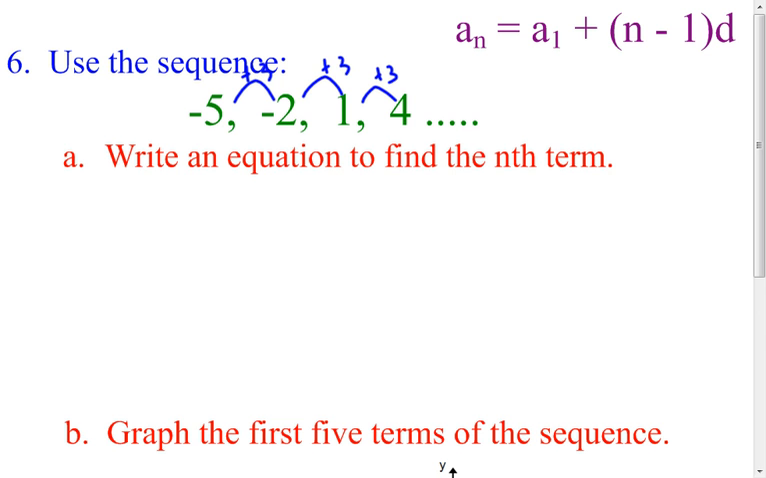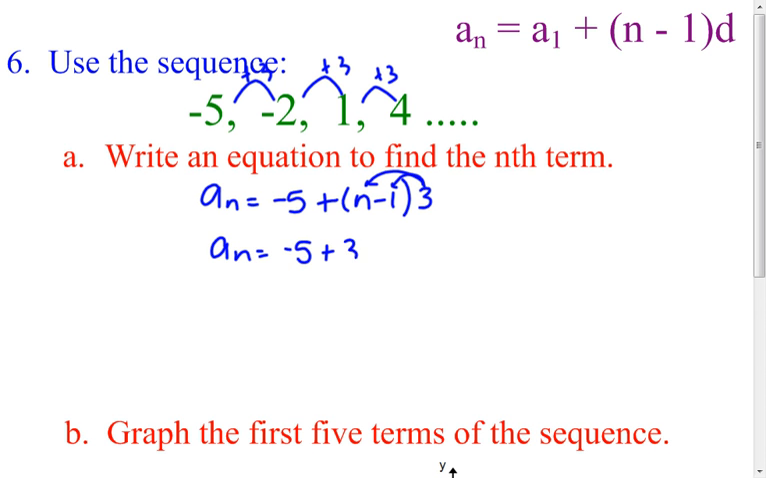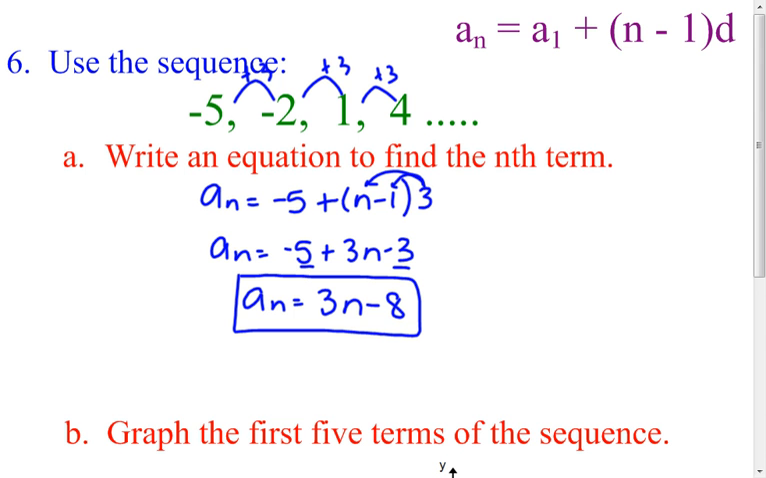So if I make myself an equation then, again, if I'm wanting to find the nth term, I'm not going to plug a number in for n, but I am going to plug a number in for the first term. The first term is negative 5. I don't know n, and my common difference here is 3. So then I will distribute 3 through, and then a_n equals 3n. Negative 5 and negative 3 is negative 8, if I combine those two. And that will be the formula that generates any term on the list.